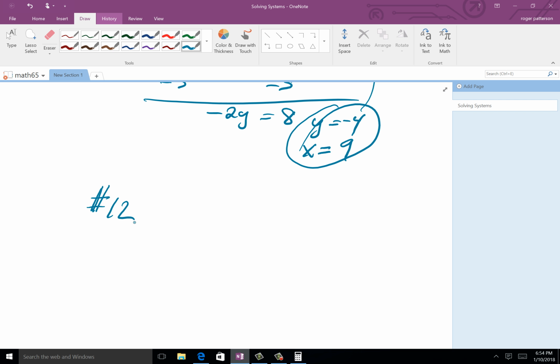A restaurant purchased 8 tablecloths and 5 napkins for $106. Later, 8 tablecloths and 6 napkins were bought for $24. Find the cost of 1 tablecloth and the cost of a napkin, assuming the same price for both purchases. Great. So what are our variables going to be for this? What do we want?